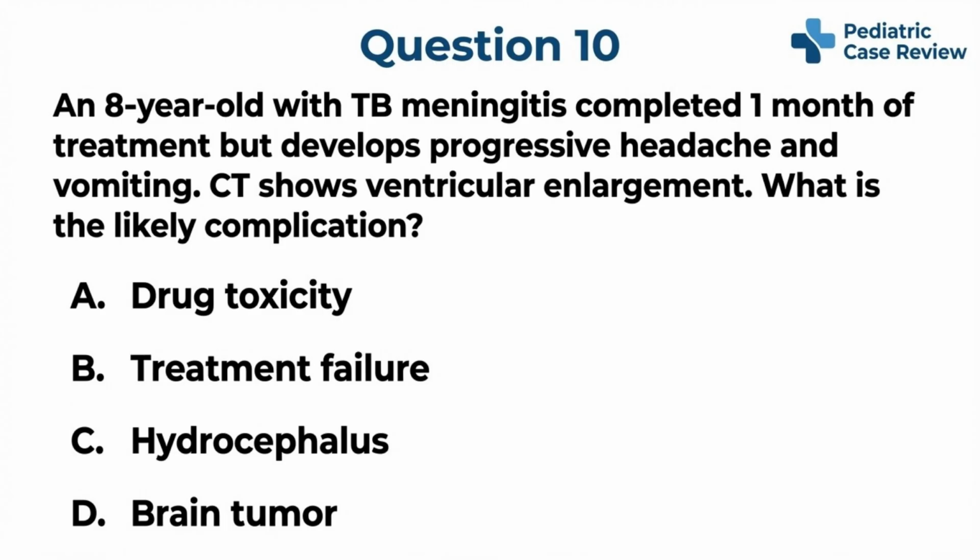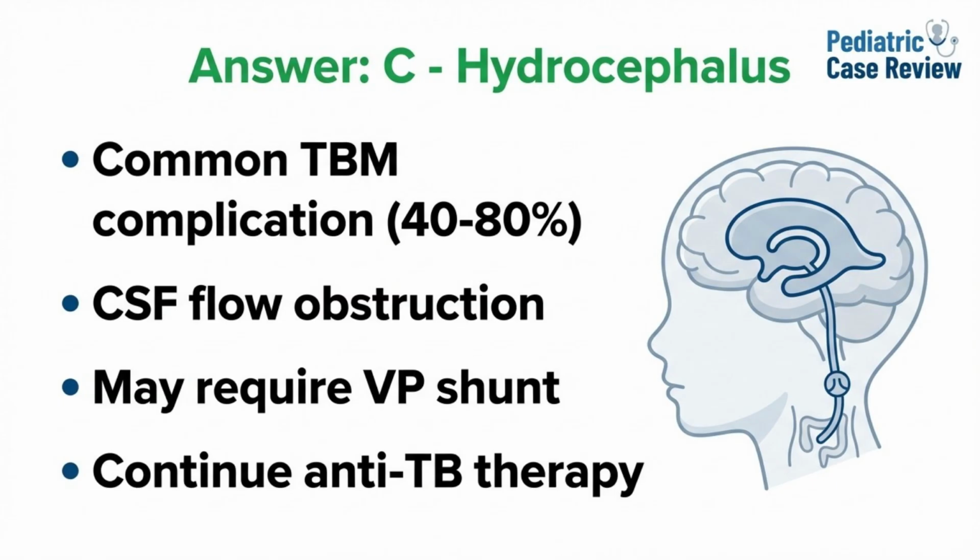Question 10. An 8-year-old with tuberculous meningitis has completed 1 month of treatment but develops progressive headache and vomiting. CT scan shows ventricular enlargement. What is the likely complication? Option A, drug toxicity. Option B, treatment failure. Option C, hydrocephalus. Option D, brain tumor. The correct answer is option C, hydrocephalus.